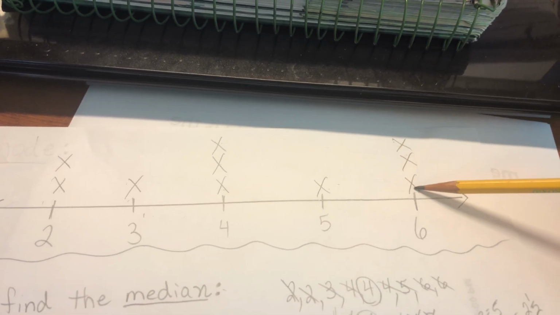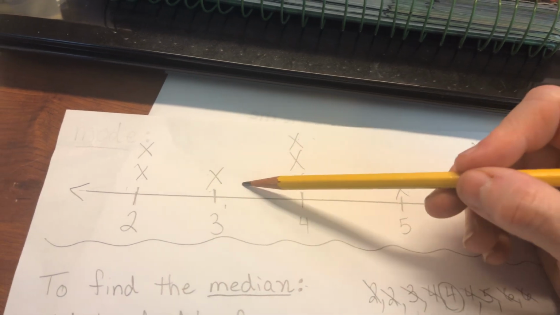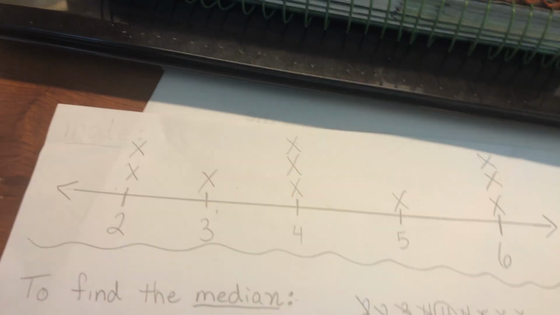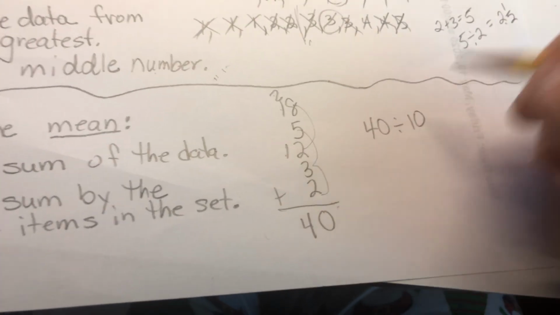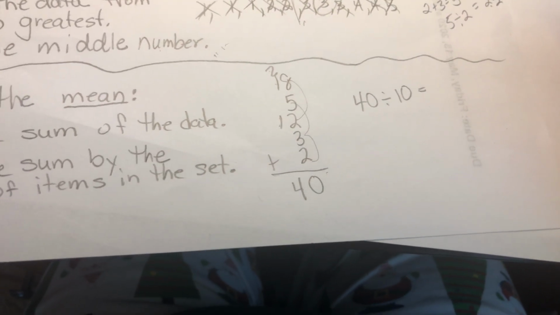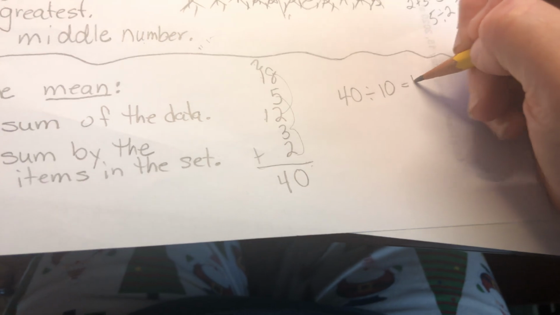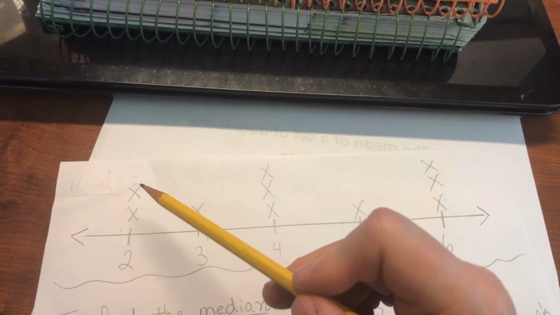1, 2, 3, 4, 5, 6, 7, 8, 9, 10. So I am going to divide 40 by 10 because I have 10 items in my set. And everybody knows that 40 divided by 10 is what? 4. So our mean for this particular data set is 4.